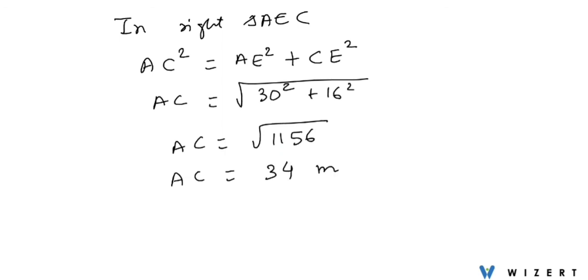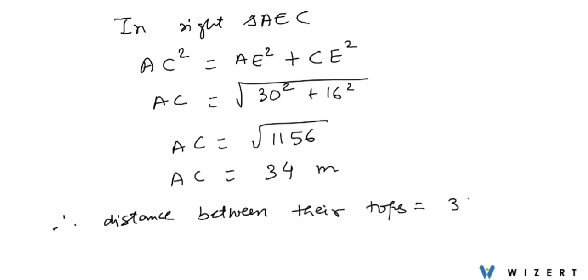So AC is nothing but the distance between their tops and this is what we have to find in this question. So the distance between their tops is 34 meters. So this is the answer.